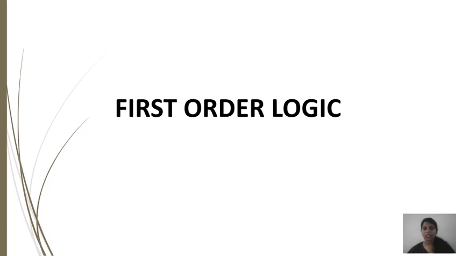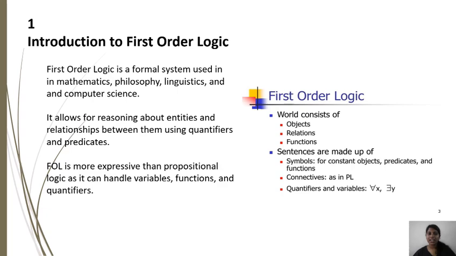Today let us see our topic called First Order Logic in the subject AI, that is nothing but Artificial Intelligence. Now let us see Introduction to First Order Logic. First Order Logic is a formal system used in mathematics, philosophy, linguistics and computer science. It allows for reasoning about entire entities and relationships between them using quantifiers and predicates. FOL is more expressive than propositional logic as it can handle variables, functions and quantifiers.